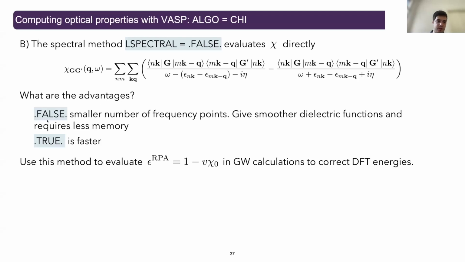Well, if you set L spectral equal to false, you are in principle able to use a small number of frequency points, and this should give you smoother dielectric functions and might require less memory. However, setting L spectral to true is much faster. And you will see in the next lecture how you can use it to compute epsilon within the RPA approximation, which is then going to be used in GW calculations to correct DFT energies.